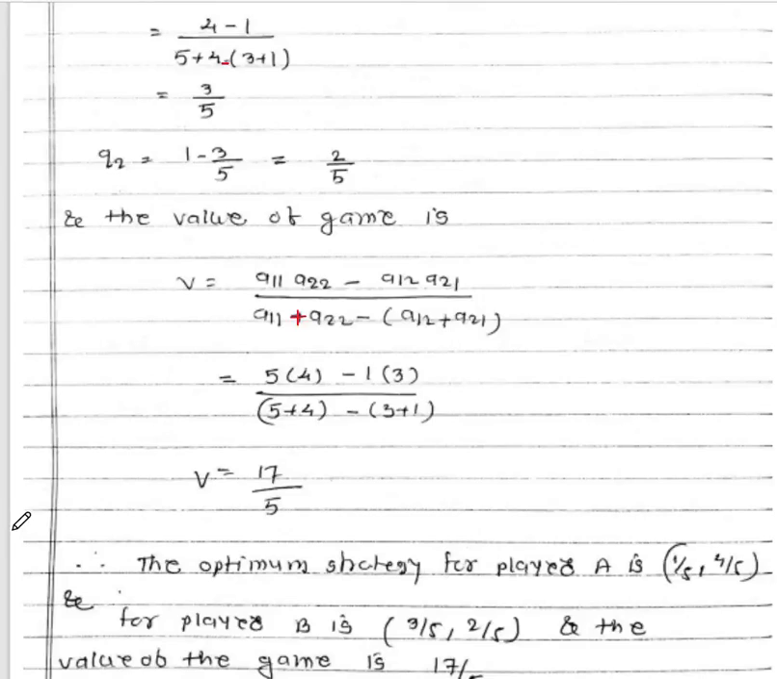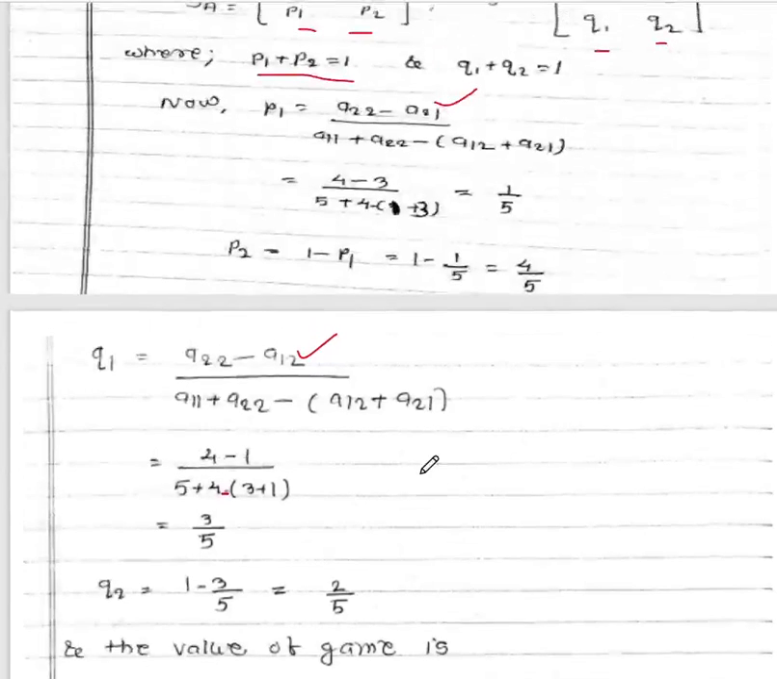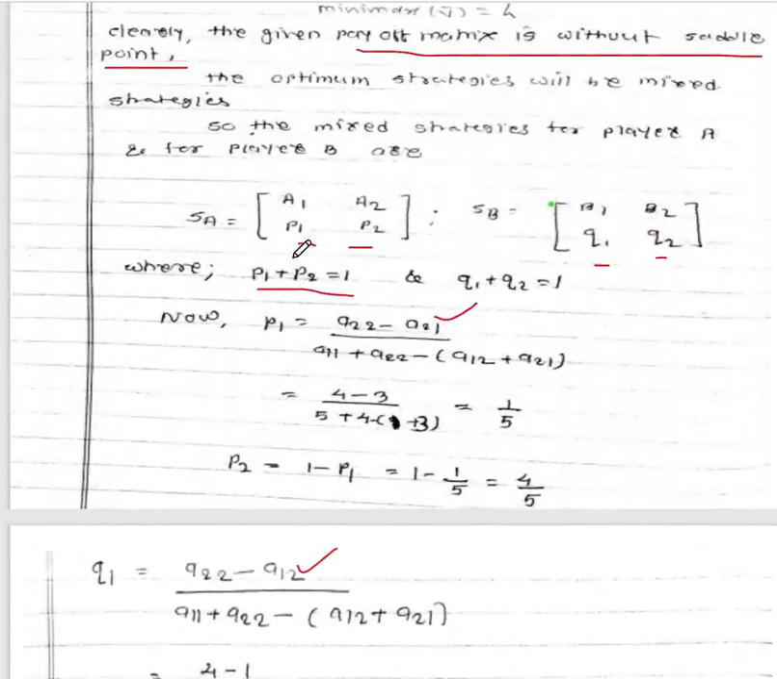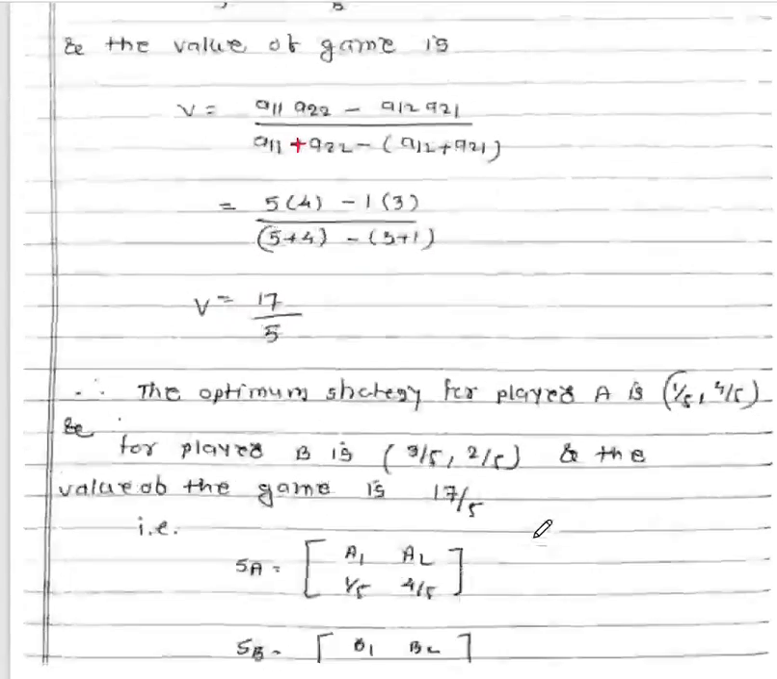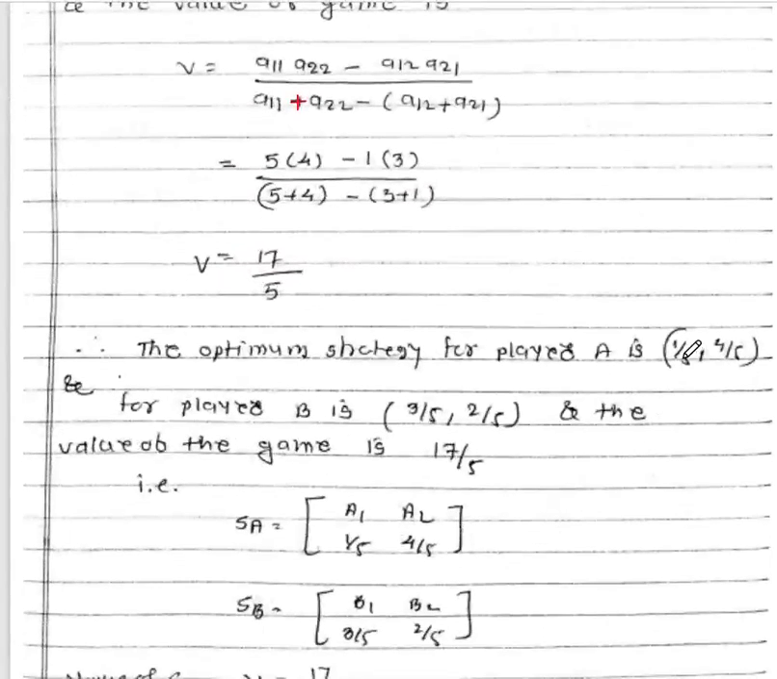Now we will find the optimum strategy for player A. The optimum strategy for player A is P1, P2. P1 is 1 by 5 and P2 is 4 by 5. Therefore the optimum strategy for player A is 1 by 5 and 4 by 5.